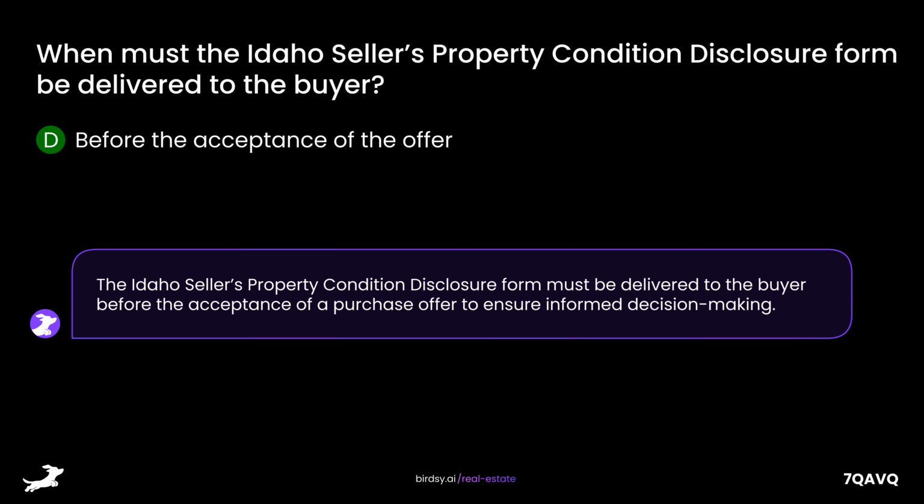The Idaho seller's property condition disclosure form must be delivered to the buyer before the acceptance of a purchase offer to ensure informed decision-making.